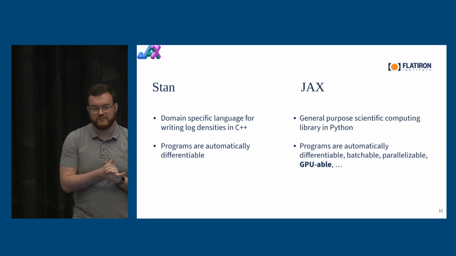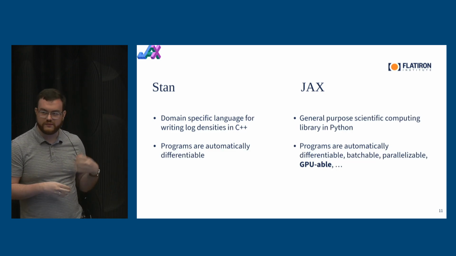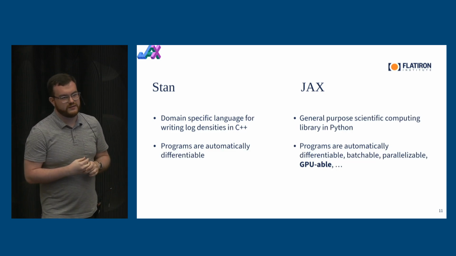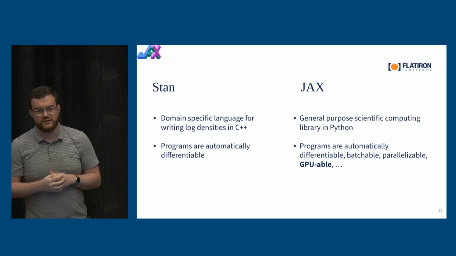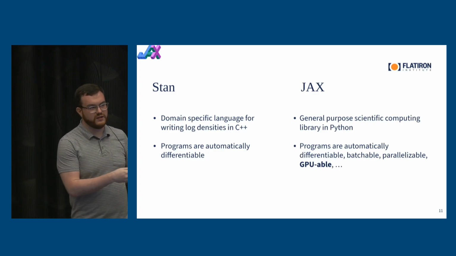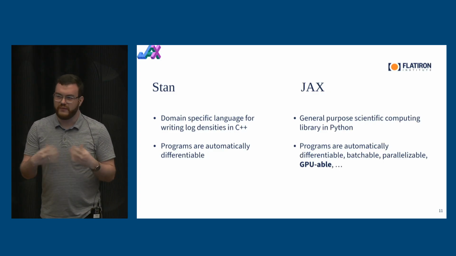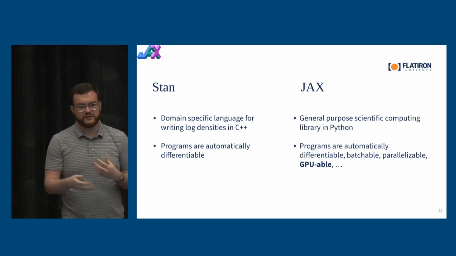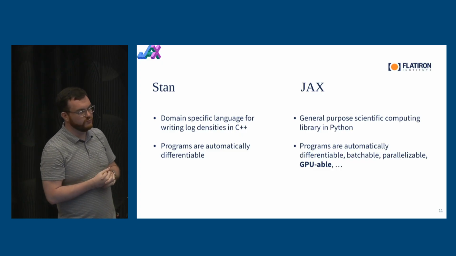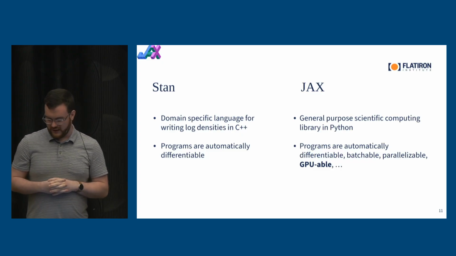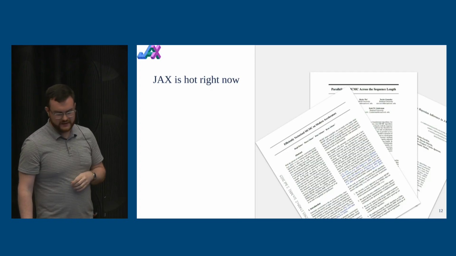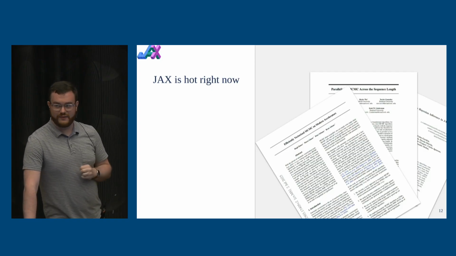So when you write code in JAX, not only is it automatically differentiable, but it also provides just-in-time compilation, the ability to compile it and ship it off to a GPU, the ability to work over batches of data to automatically parallelize your code, and do a lot of other very cool program transformations. And those program transformations mean that JAX is very hot right now.